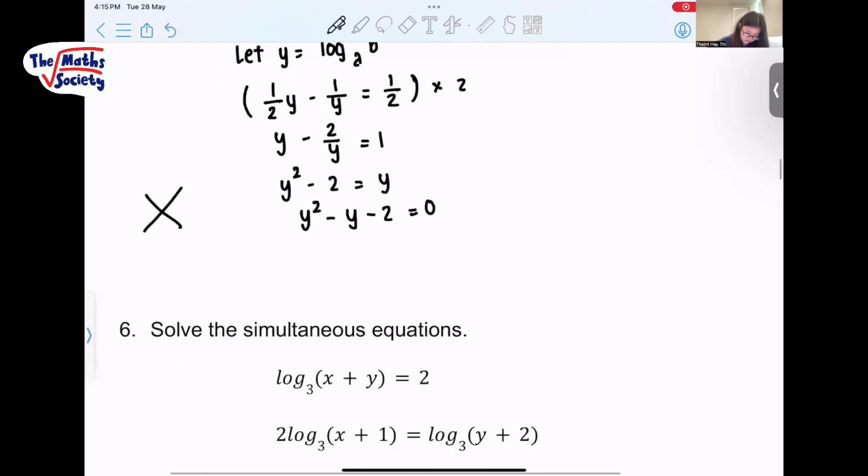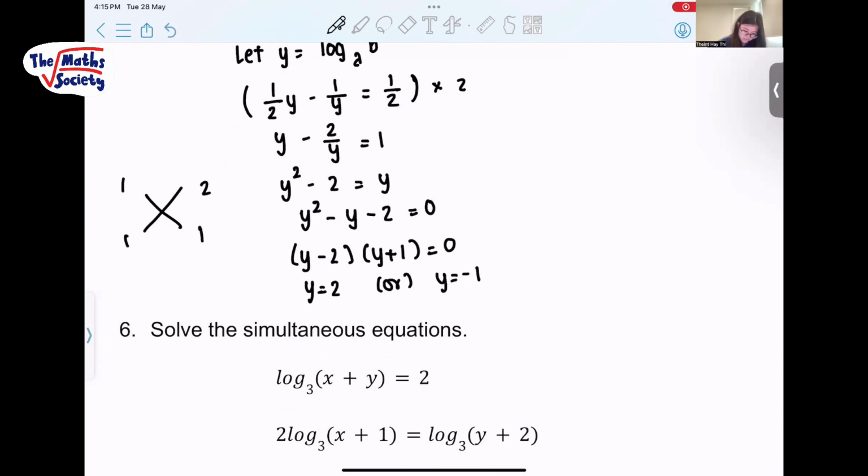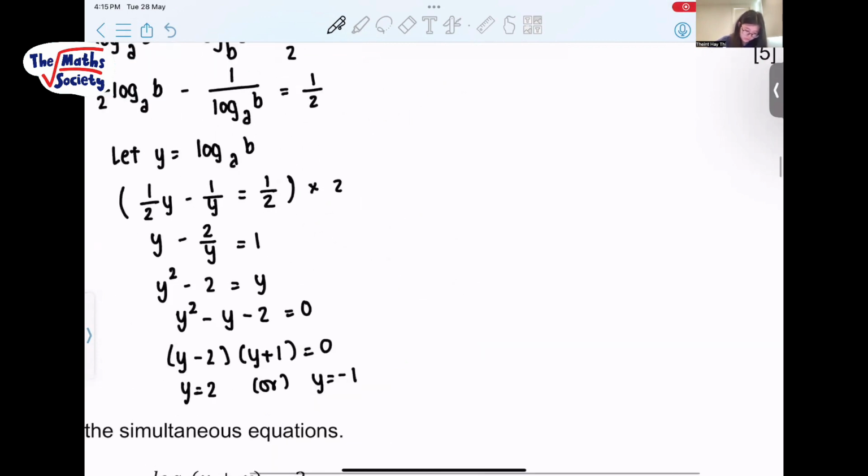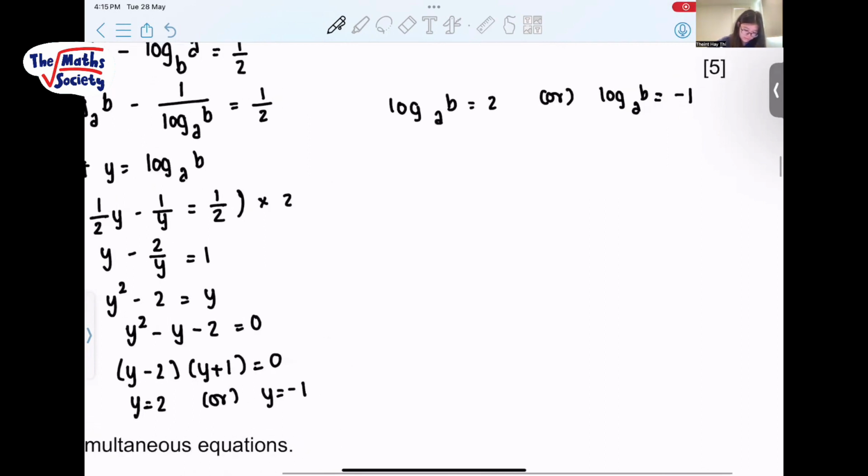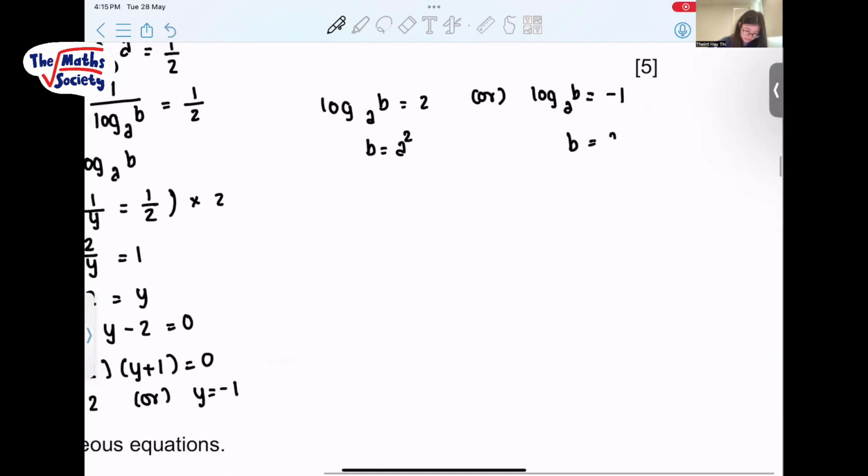And then cross method as usual, you have like 2 and 1. So you have y minus 2 and then y plus 1, and that's going to be equal to 0. So you have y equals to 2 or y equals to minus 1. And then we know that we substitute log b base a is equal to 2 or log b base a is equal to minus 1. So you have b is equal to a squared or b is going to be equal to a power minus 1, which is 1 by a.